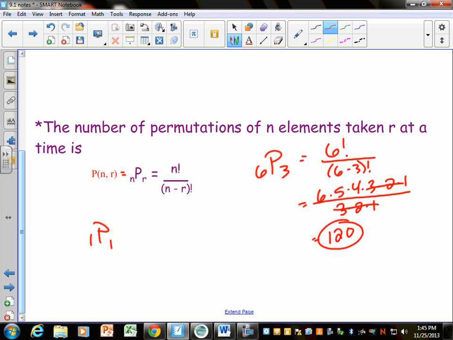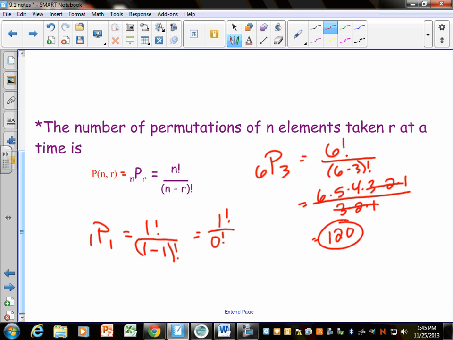What about, Bryce, if I had one item and I want to order it, like if I have one book and I want to put it on the shelf, how many ways could I put one book on the shelf? One way, right? So think about if you used it in this formula. You would have 1 factorial over 1 minus 1 factorial. So you'd have 1 factorial over 0 factorial.